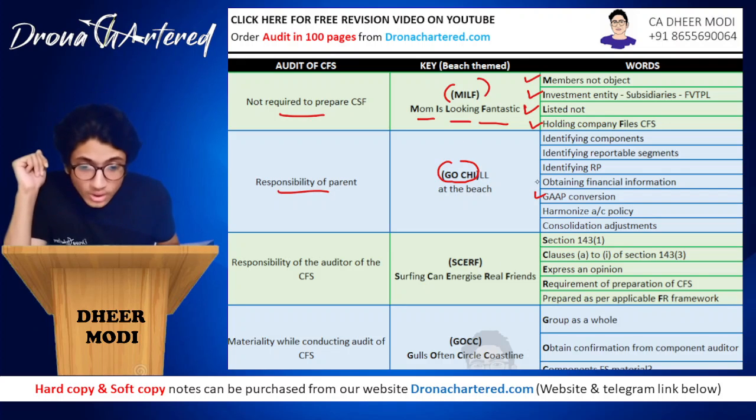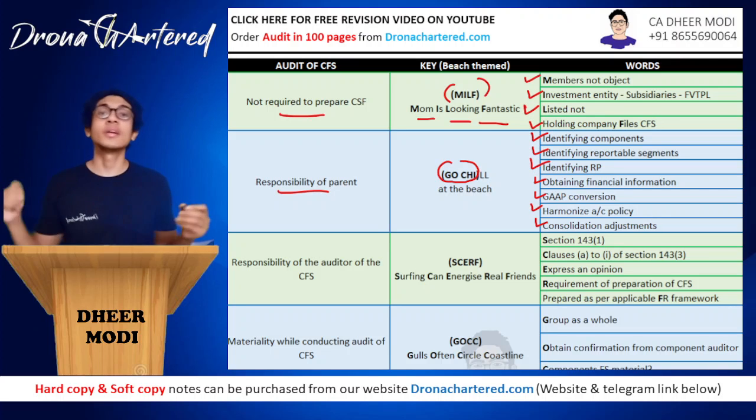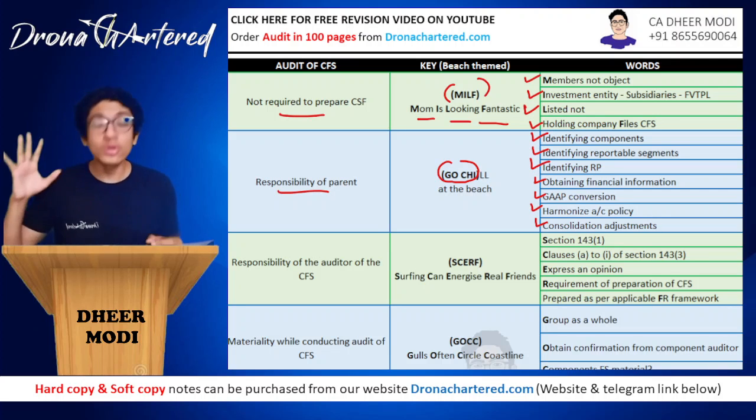O stands for obtaining financial information. C stands for consolidation adjustments. H stands for harmonization of accounting policy. Your I stands for identify components, identify reportable segments, and identify related parties. So basically, your three I's and your GOCH.